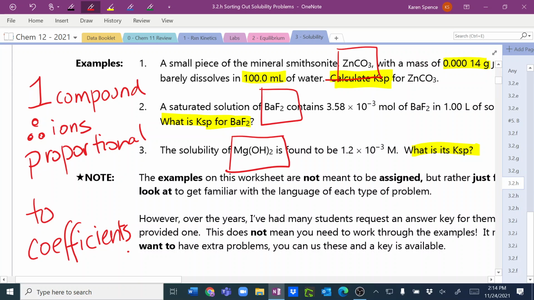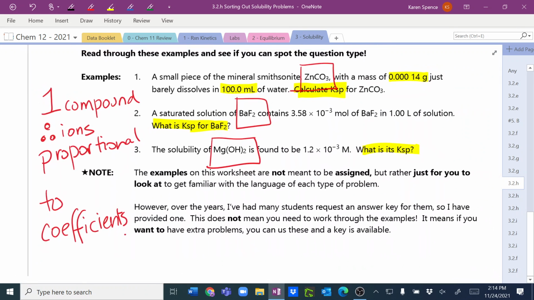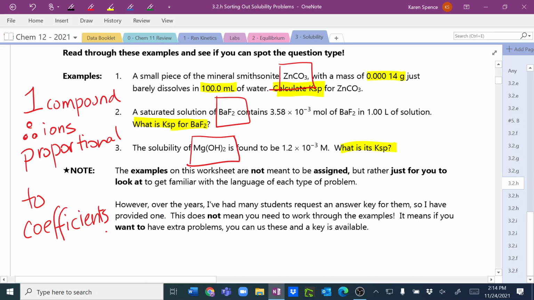And I put this note in here because so many times I've gone through this, and these examples are really just meant for you to kind of look at and get the idea. This is what these types of questions look like. However, I've found over the years, a whole bunch of students will solve them and they'll be like, where's the answer key? And I'll be like, there is no answer key. They were just for looking at.